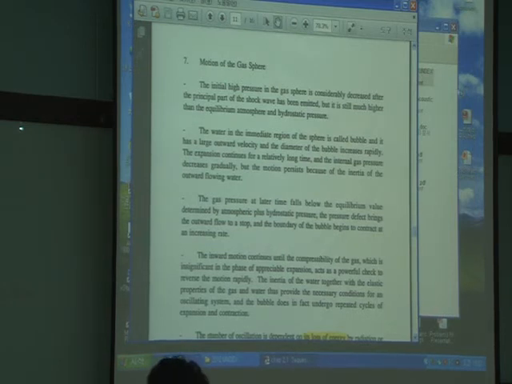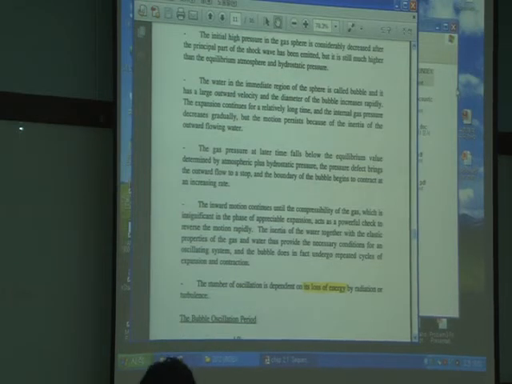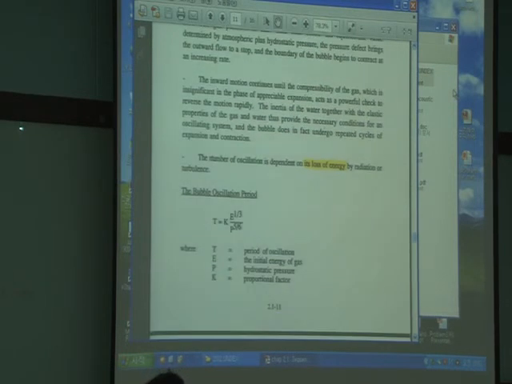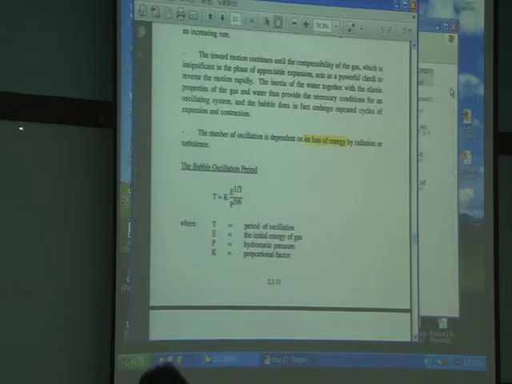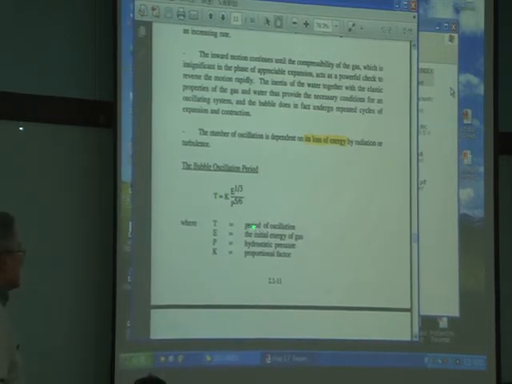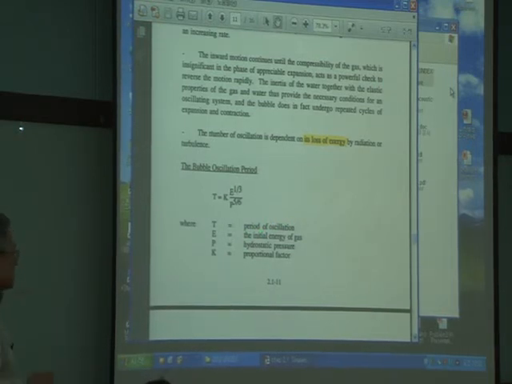And this portion, motion of the gas sphere. Friday, before I took off, this is what I explained about the oscillation of a gas bubble. And this sort of equation is an empirical equation. It's really not computational; it comes from the empirical, using the actual experiment. This T is the period of oscillation of the gas bubble.